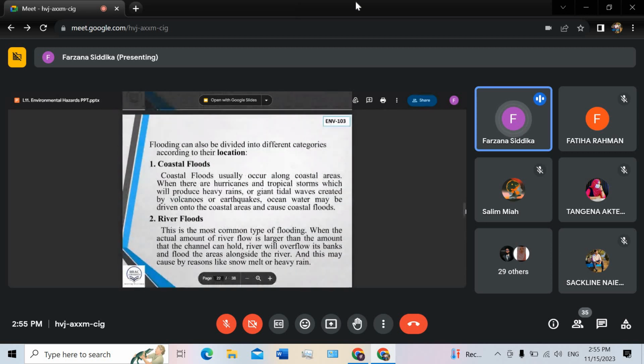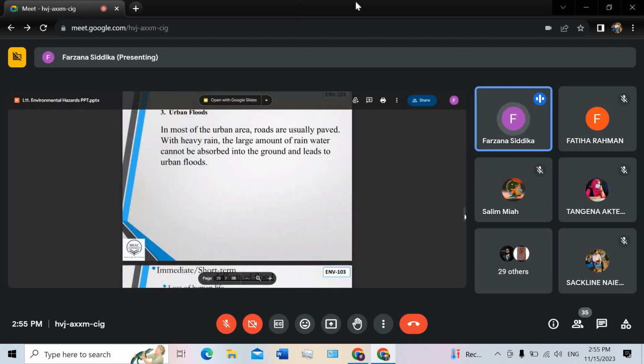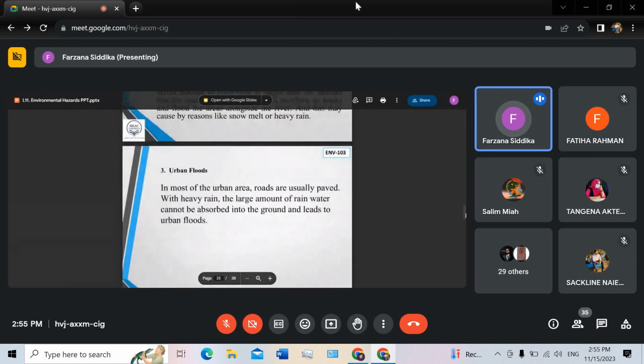Okay, that was based on duration. Now, based on the location. Based on the location, the floods can be coastal floods, river floods, and urban floods. Urban flood, you already know, because being residents, we all know about urban flood. The flood we see during the monsoon season in Dhaka city, that is the urban flood.